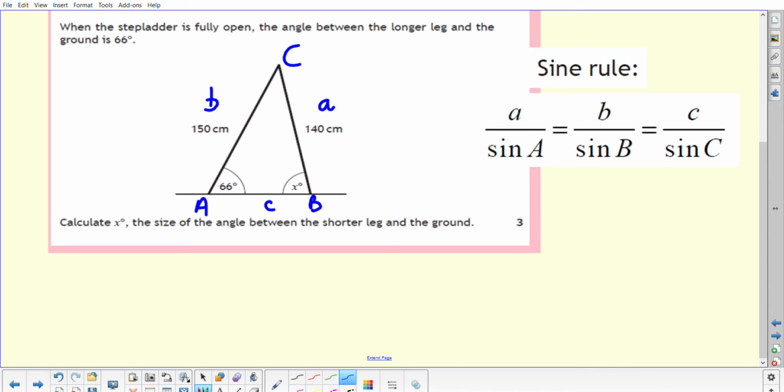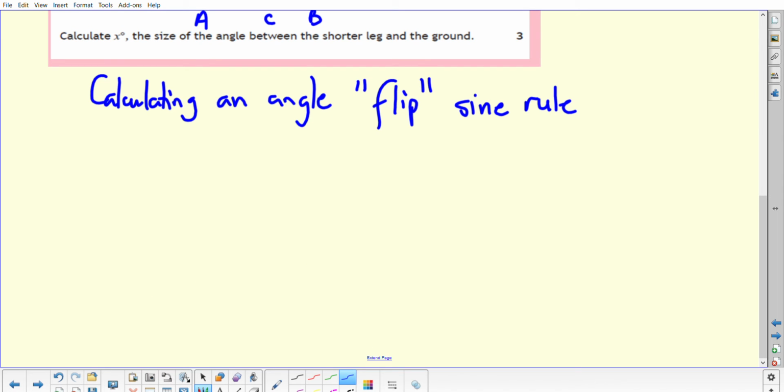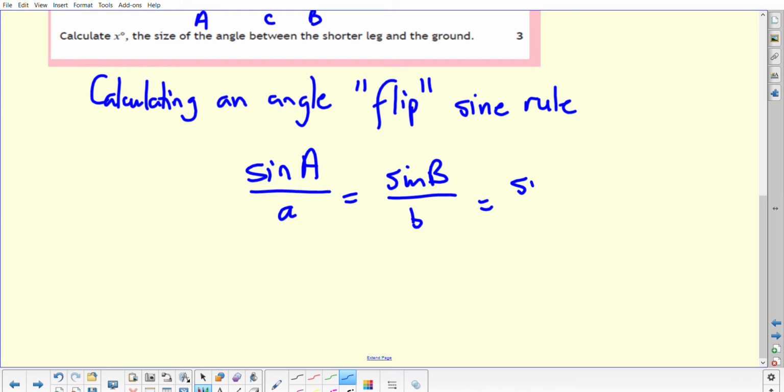Because this is about calculating an angle, you learned that when you're calculating an angle, you should flip the sine rule. So for this one you'd be writing sine A over side A, sine B over B, and sine C over C.